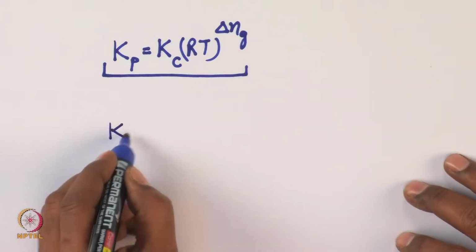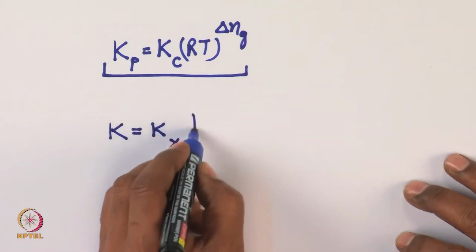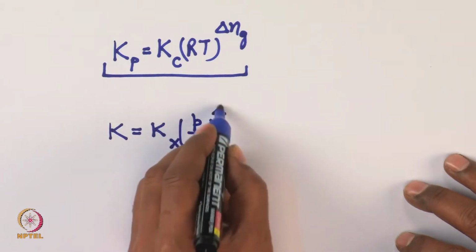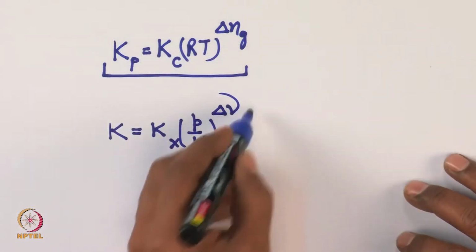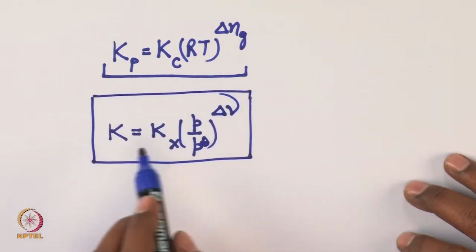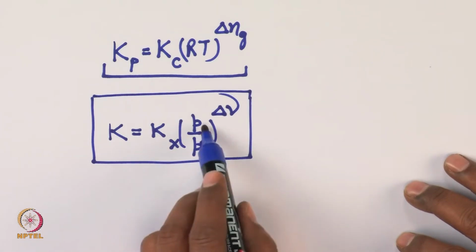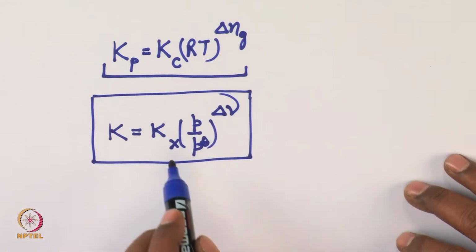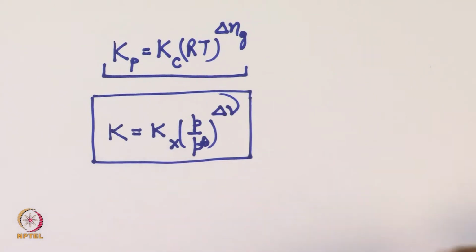Therefore, this expression K is equal to Kx into P by P naught raised to the power delta Ng, or you can put delta nu, which is the same as delta Ng, does not run into any units problem. And this equation very clearly connects Kx with the pressure. What will be the effect of pressure on the equilibrium composition? K remains constant with pressure, it is Kx which changes.